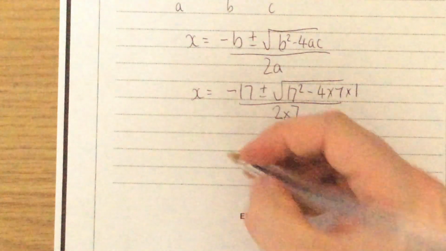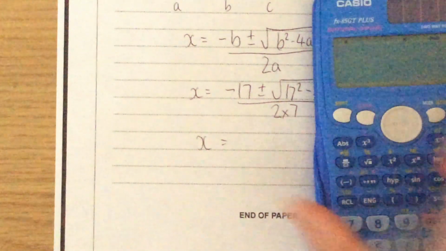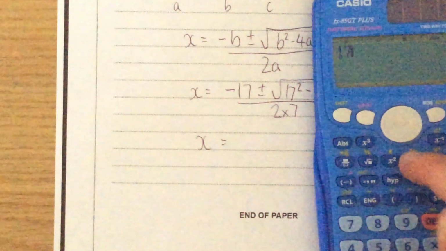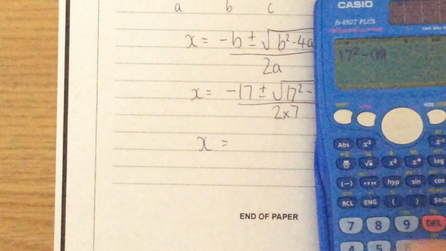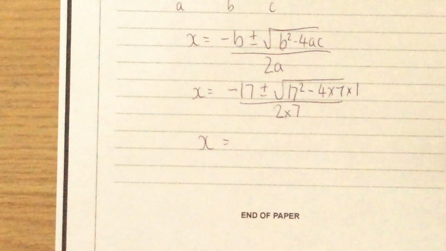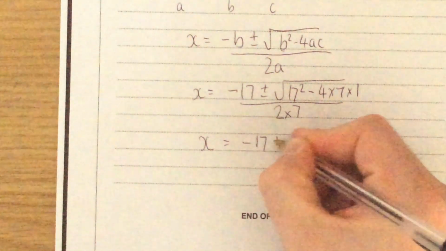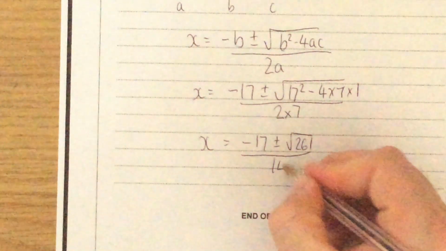On the next step, I'm just going to work out the number that goes inside this square root, but I'm not actually going to do the square root. So I'm going to do 17 squared, and then I'm going to do minus, and I'm going to put in a bracket 4 times 7 times 1. So I get that in the square root sign, I've got the number 261, and then I'm just going to times 2 by 7, which is 14.